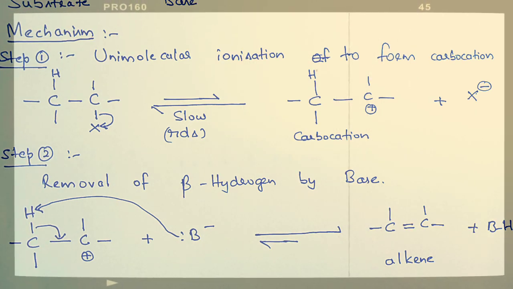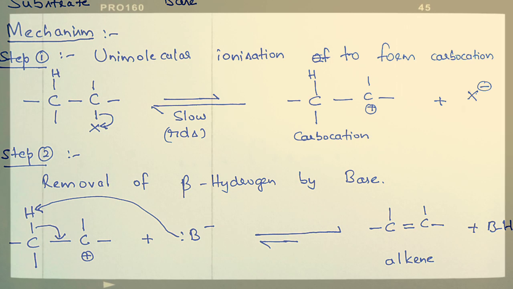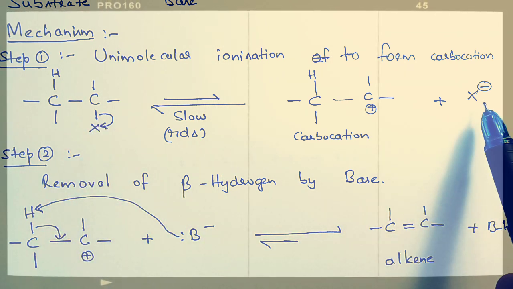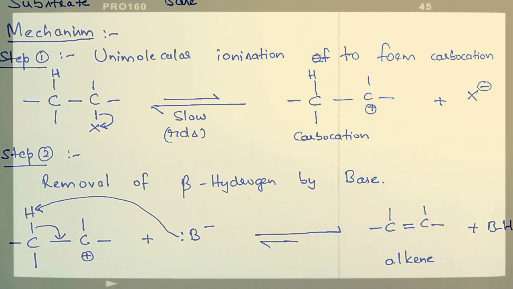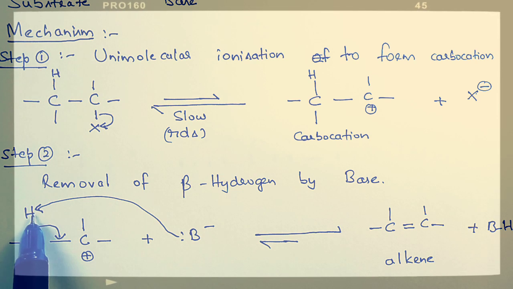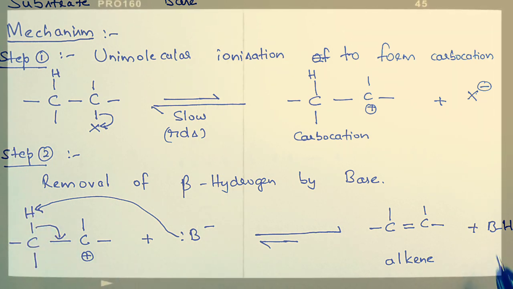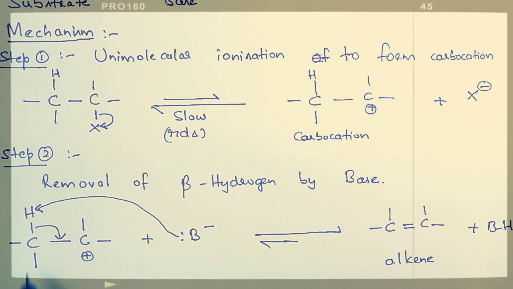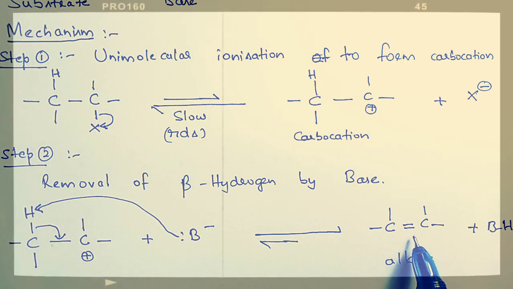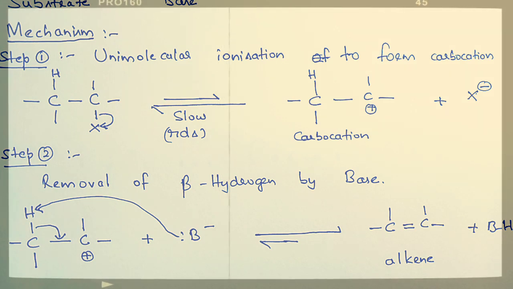So this is the mechanism, a two-step mechanism. Step 1, Step 2. Halogen is removed in the form of halide ion. Carbocation is formed. The beta hydrogen is removed in the form of BH and the electrons will move here, sigma electrons, and alkene is formed.